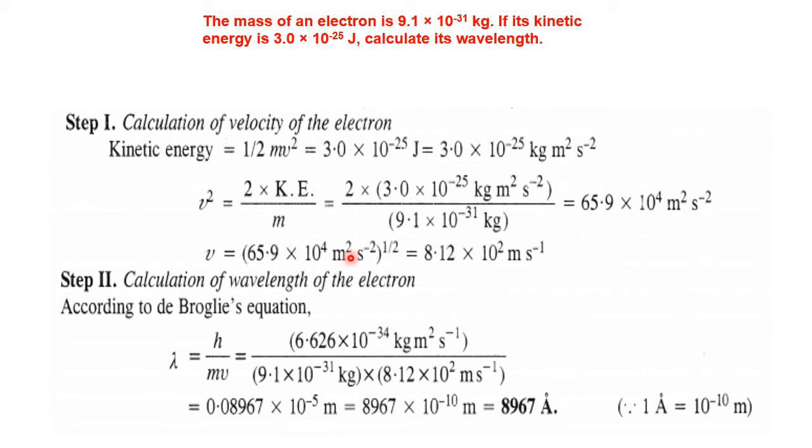After knowing v, we go for the lambda. So lambda equals h upon mv. h is known, m is already given, and we have just calculated v. That gives you 8967 angstrom units, or in terms of meter, 8967 into 10 to the power minus 10 meter, because this is the conversion factor for angstrom unit to meter.